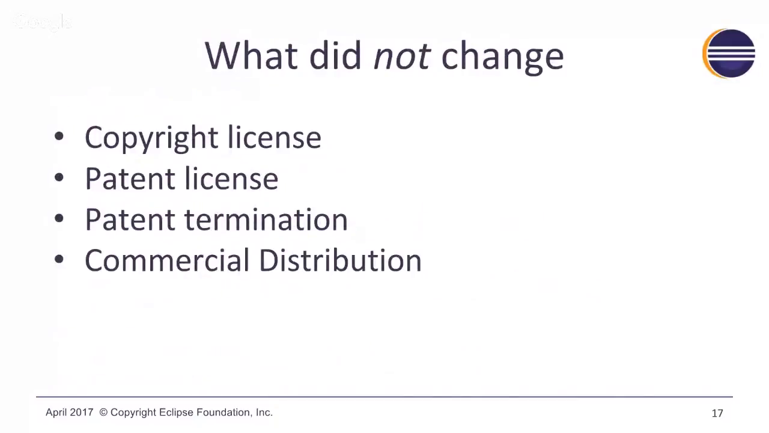But what did not change? At least in the current draft, the copyright license, the patent license, patent termination, and commercial distribution are unchanged. These are the topics that lawyers really focus in on. We had a couple of phone calls this morning. We might add one phrase to the copyright license, but that hasn't been confirmed. Fundamentally and effectively, those major components of the license remain unchanged.